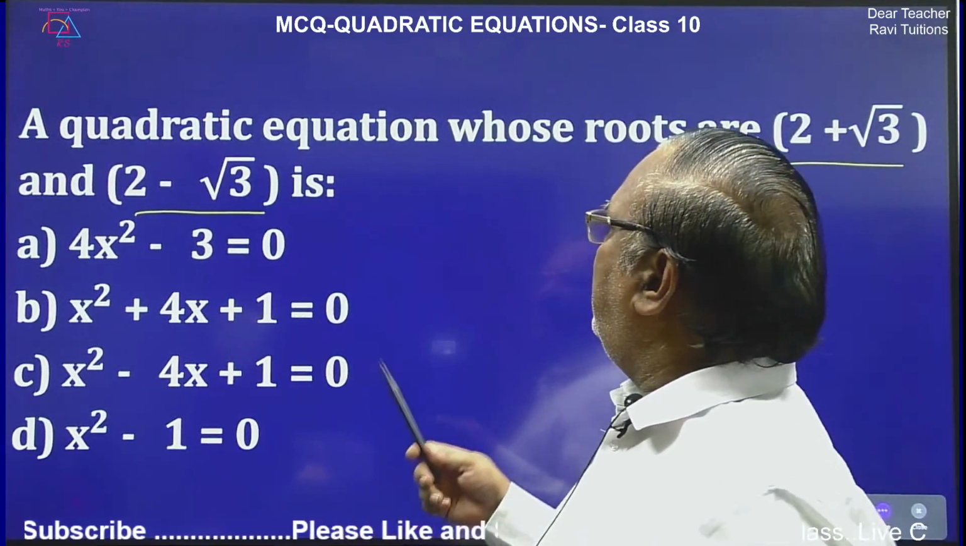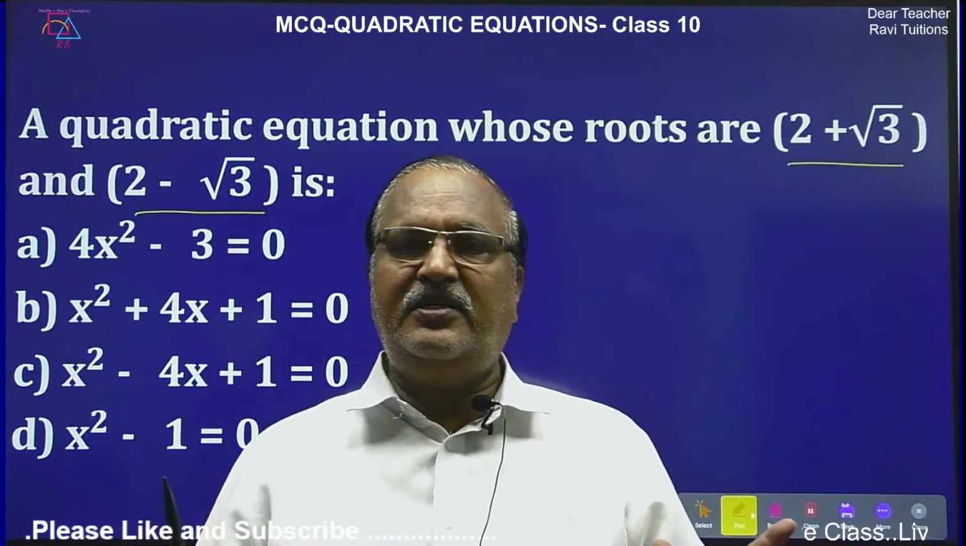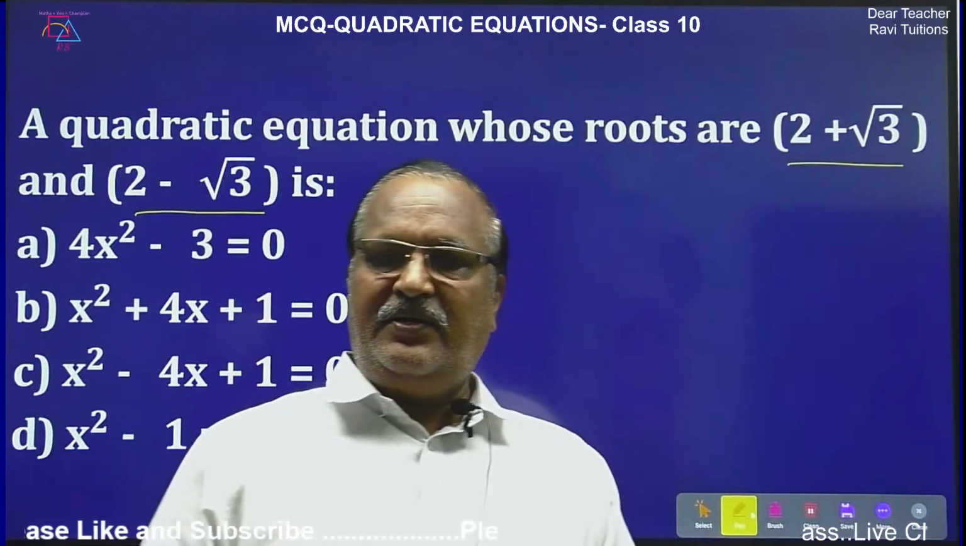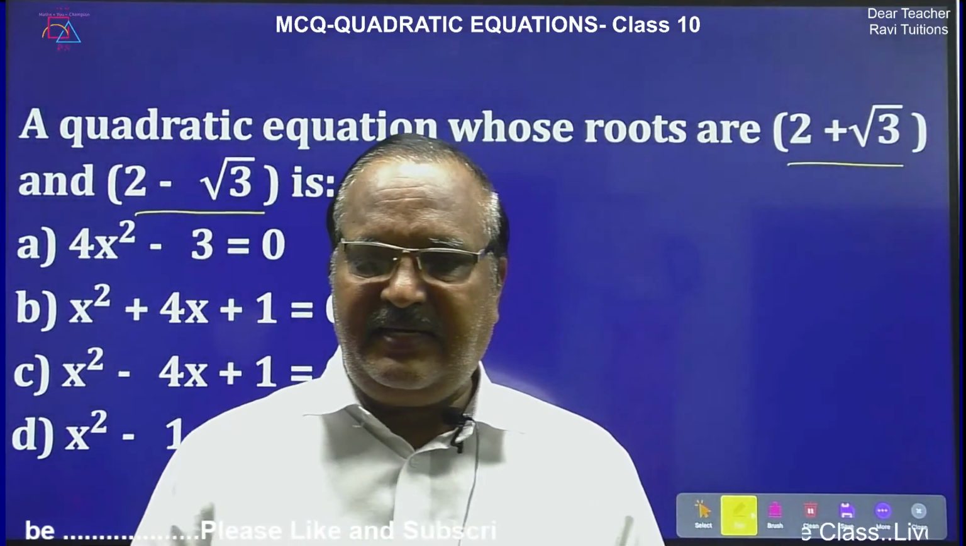So now he asked the quadratic equation whose roots are given. Roots are given and you have to find out the quadratic equation, right?